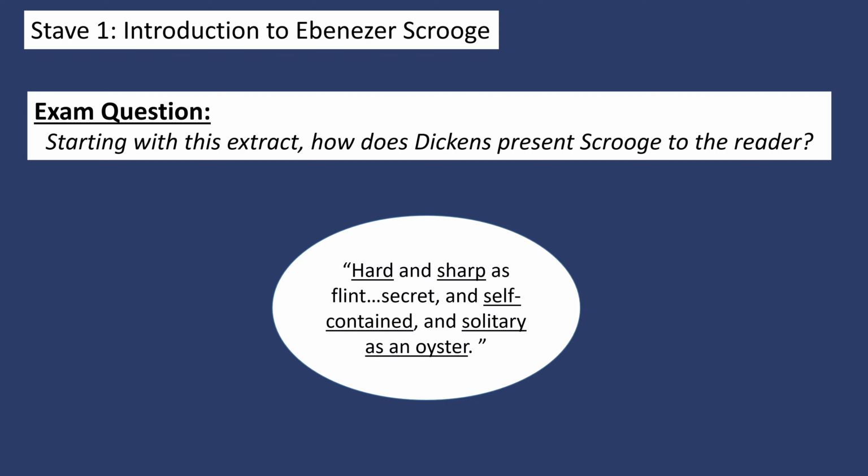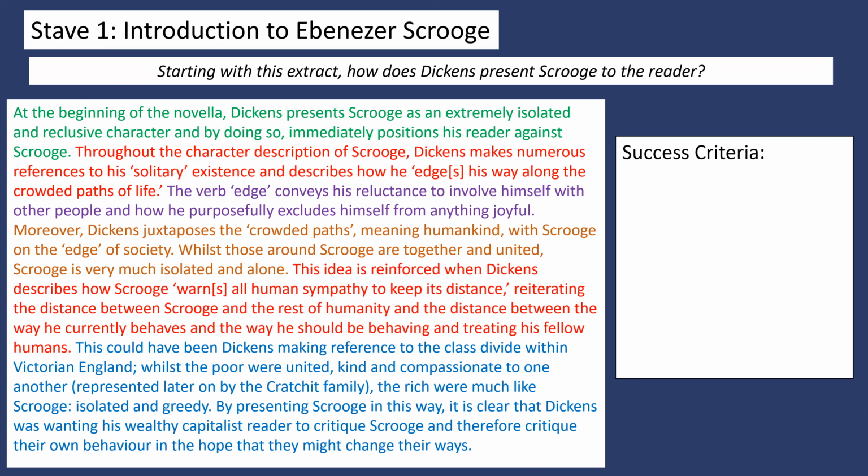You can either pause the video and give that a go without seeing my model and then read my model afterwards, or you can read through my model first, which is here, and then answer the question. I'm not going to read through it myself. I'll let you do that. But I'm following this success criteria here: conceptualised approach, where my main concept is that Scrooge is isolated and reclusive. And the way that this positions us against him, we're critical of him behaving in that way. I've got my embedded quotations, so I've used "edges his way along the crowded paths of life", and I've also used a bit about how he warns all human sympathy to keep its distance.